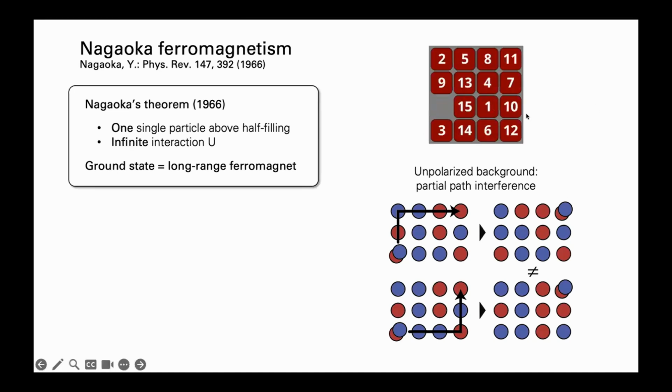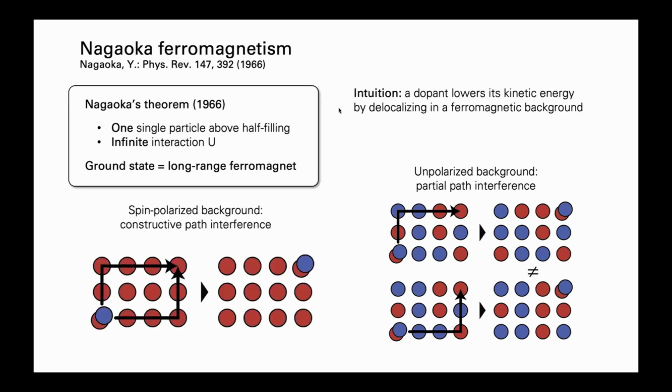And this is exactly like in a number puzzle here. Imagine a hole moving here, and if you look at the numbers, you can identify which path the hole took, essentially. And that means different paths don't interfere, and that means a particle cannot delocalize and thereby minimize its kinetic energy. But if we have a uniform spin background, then it can delocalize, because there's no which-path information stored now.